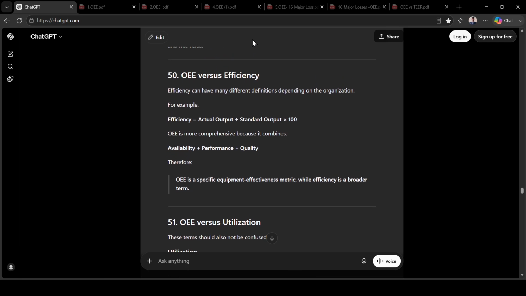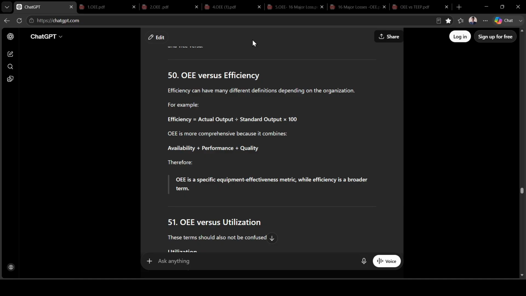Then OE versus efficiency. Efficiency can have many different definitions depending on the organization. For example, efficiency equals actual output divided by standard output times 100 percent, which is more comparative, because OE combines availability, performance, and quality. Therefore, OE is a specific equipment effectiveness metric, while efficiency is a broader term.